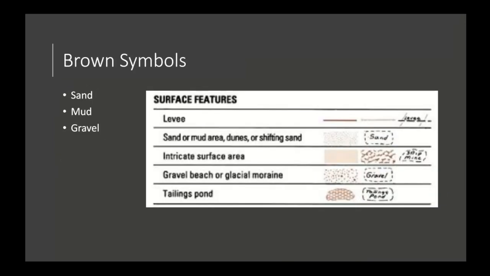The next things are depicted in a brown color. This shows ground covering, like sand, mud, or gravel. So anything that's a brown color like that is depicting some sort of ground cover.